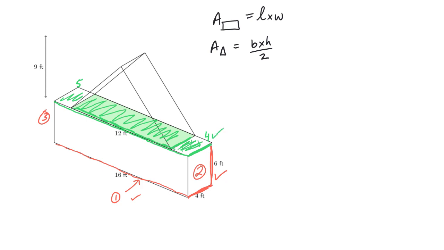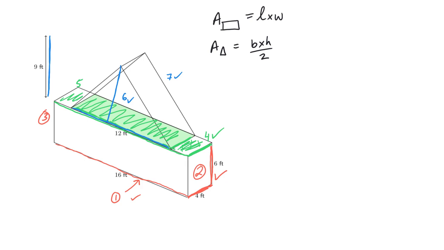So we're good there. Then I look at my triangle, and it says here that the height of my triangle, so this part here, is 9. And I know that the base of my triangle is 12. So I have my base and my height. So areas 6 and 7 are good.